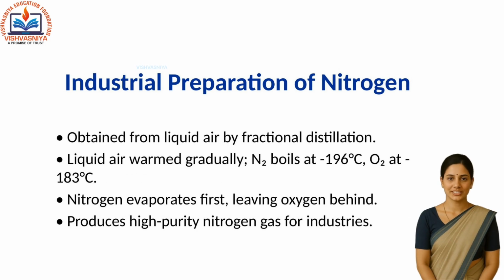Industrially, nitrogen is obtained by fractional distillation of liquid air. Air is first cooled until it becomes liquid and then slowly warmed. Because nitrogen boils at -196 degrees Celsius, it evaporates before oxygen, leaving oxygen behind. This way, pure nitrogen is collected.